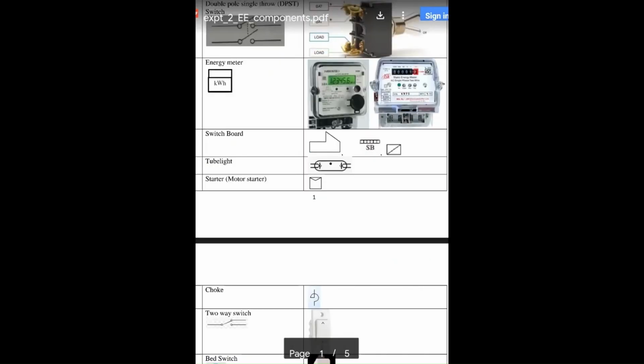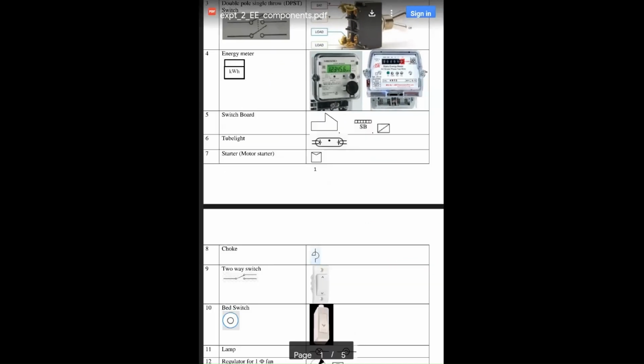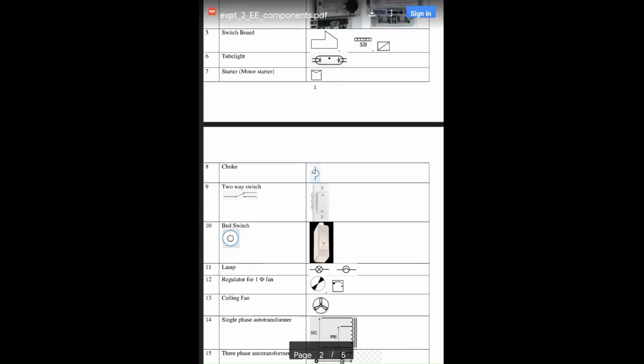Similarly, the switchboard is known to you. The switchboard is just an assembly of on-off switches, fan regulators, fuse, or you can say 3-pin plug, 2-pin plug arrangement. Okay, that is the assembly which we can see on the walls, that is the switchboard. Switchboards are depicted by these three symbols which you can draw. Similarly, the tube light symbol is this.